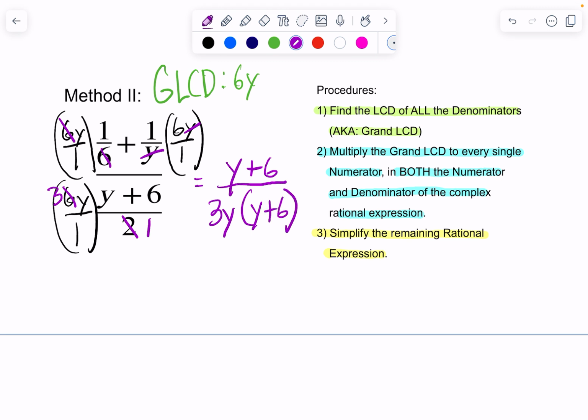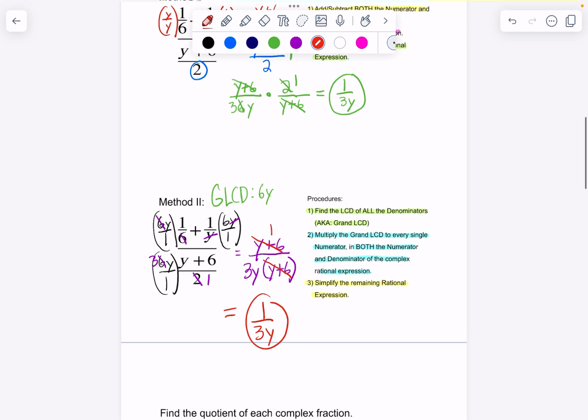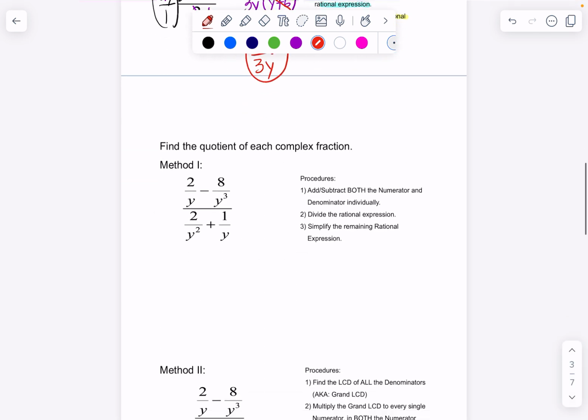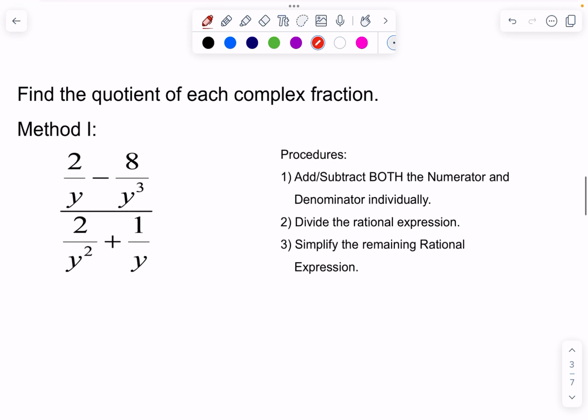Leave it in factored form because then you can see how easy it is to recognize, hey, wait, I can now cancel the perfect binomial of y plus 6 and the other perfect binomial of y plus 6 in the denominator, leaving me with 1 over 3y, which is the exact same answer that we found using method 1. All right, let's continue. Let's get a little bit more complicated now.